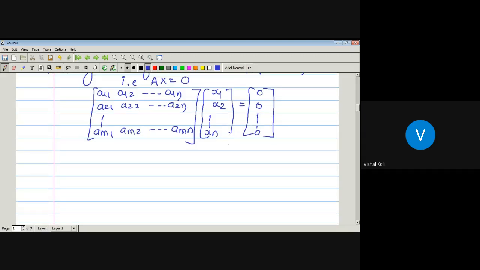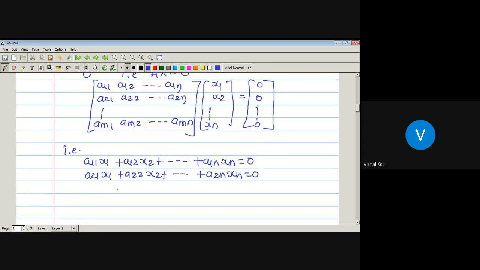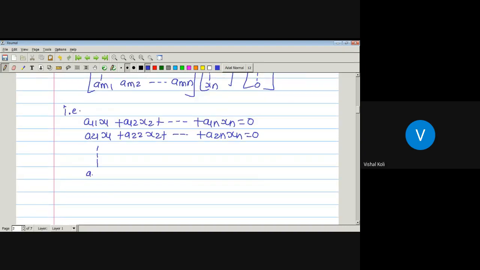It means the equations are a11 x1 plus a12 x2 plus up to a1n xn, which is equal to 0. Similarly, a21 x1 plus a22 x2 plus up to a2n xn is again 0, and the last one is am1 x1 plus am2 x2 plus up to amn xn, which is equal to 0.